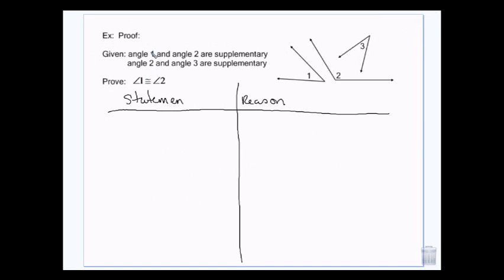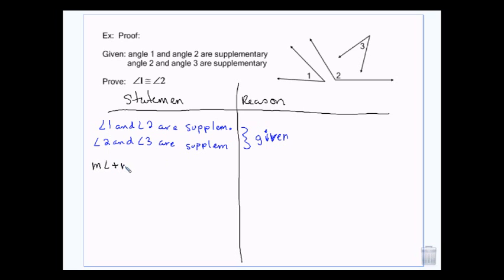Prove the transitive property is essentially what I'm going to prove here. I'm given that angle 1 and angle 2 are supplementary. I'm just going to abbreviate. And I'm given that angle 2 and angle 3 are supplementary. So I've been given both of those. Now, what does it mean for them to be supplementary? They equal 180. So I'm going to define what those two things mean. For both of those statements, it's the definition of supplementary.